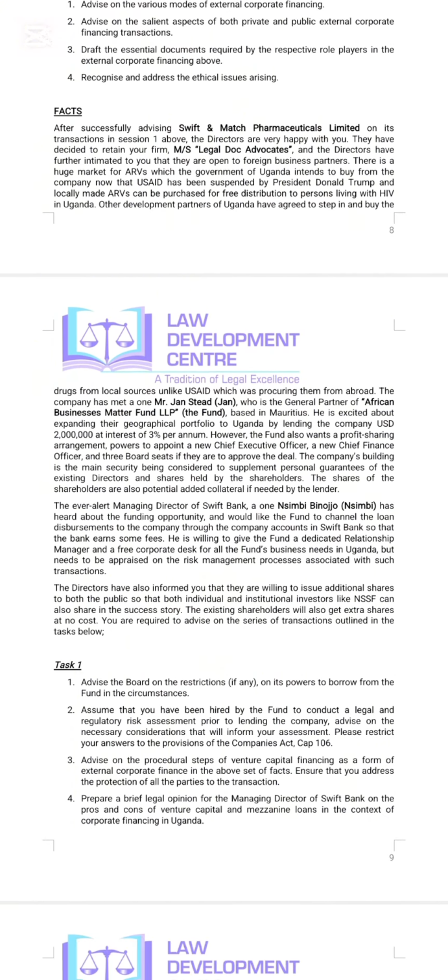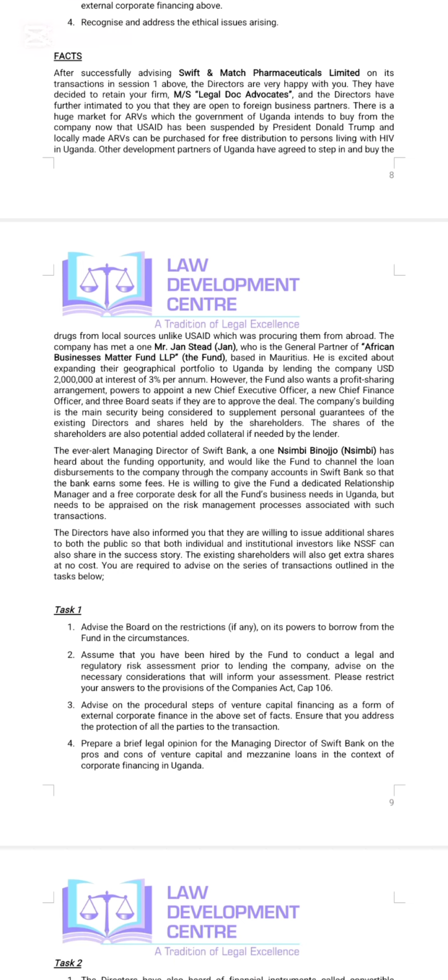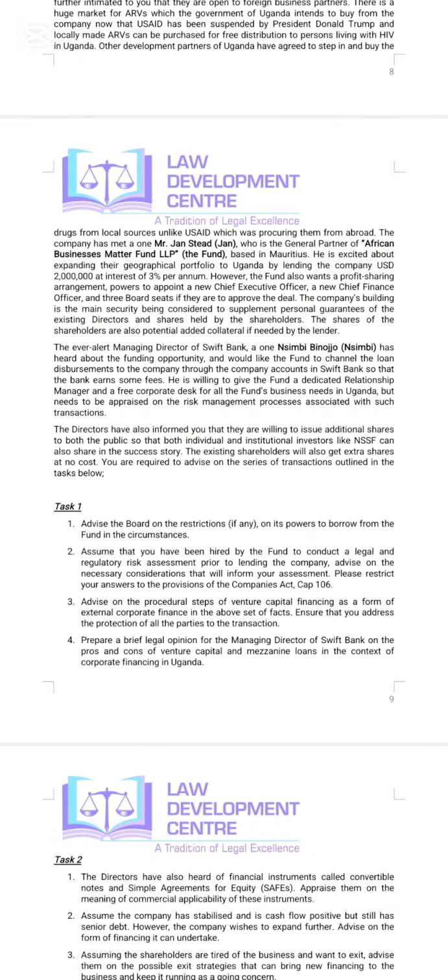So after successfully advising Swift and Match Pharmaceuticals on its transaction in section 1, the directors are very happy with you. They have further informed you that they are open to foreign business partners. There is a huge market for ARVs, which the government of Uganda intends to buy from the company. Now USAID has been suspended by President Donald Trump, and locally made ARVs can be purchased for free distribution to persons living with HIV in Uganda. Other development partners of Uganda have agreed to step in and buy the drugs from the local source, unlike USAID, which was purchasing them from abroad.